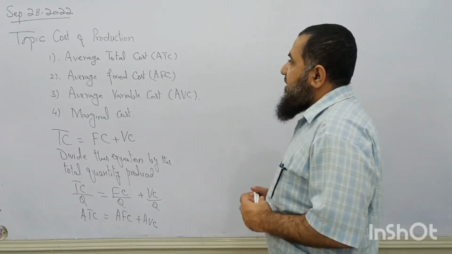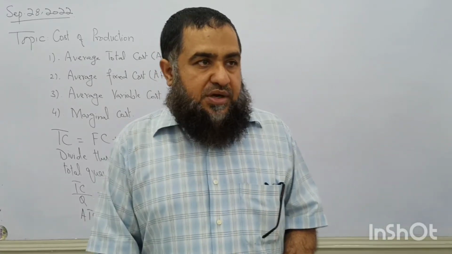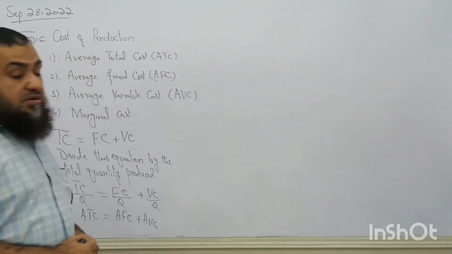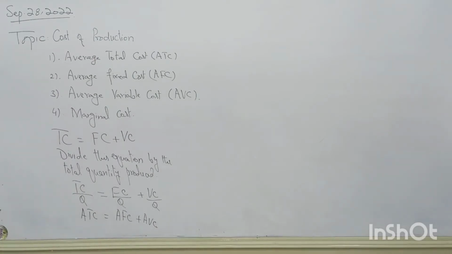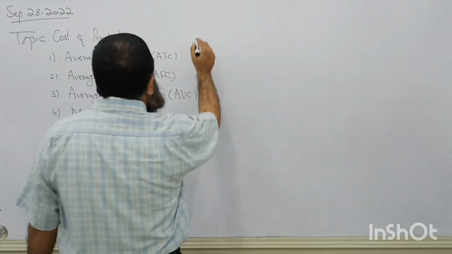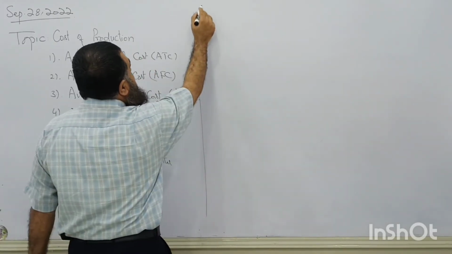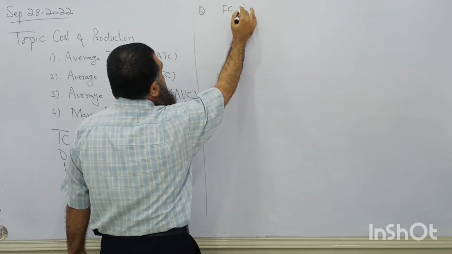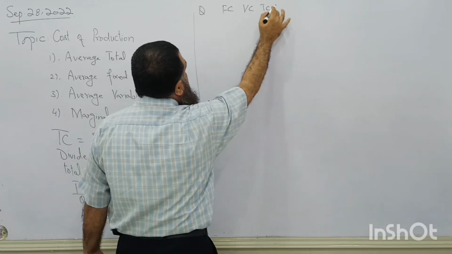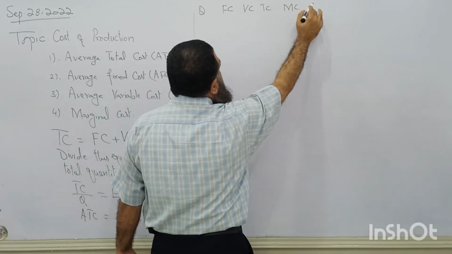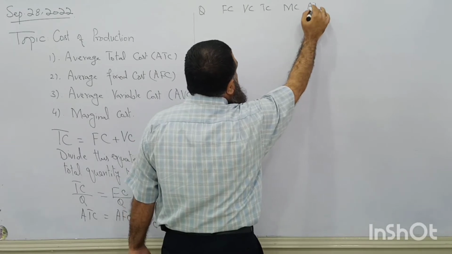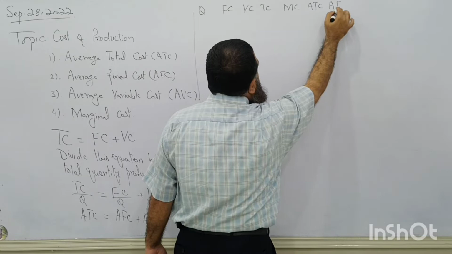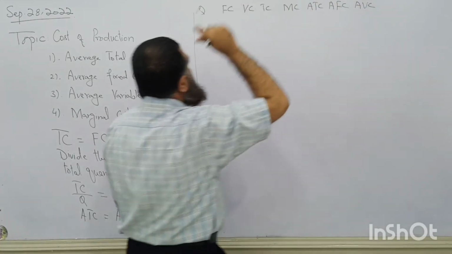Now, if I make a table, then it will be more clear about the cost of production. Now see, how can I start with the table? Should I erase these? So here I am taking quantity and fixed cost, variable cost, total cost, marginal cost, average total cost, average fixed cost, and average variable cost.